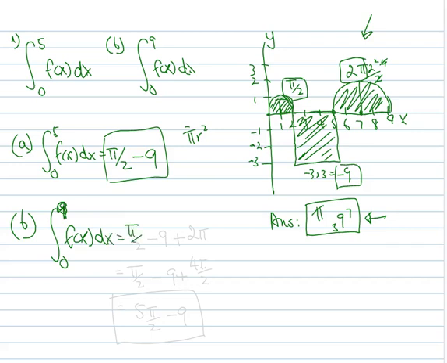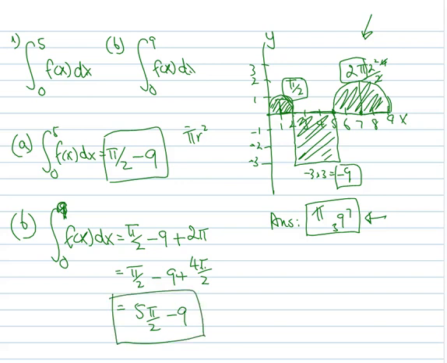Part B, the integral from 0 to 9 of f of x dx, is all this area that we've already got before, plus this area here, which is 2 pi. Now we can simplify that because 2 pi is the same as 4 pi over 2. So pi over 2 plus 4 pi over 2 is 5 pi over 2, minus 9. Okay, and that's our answer.